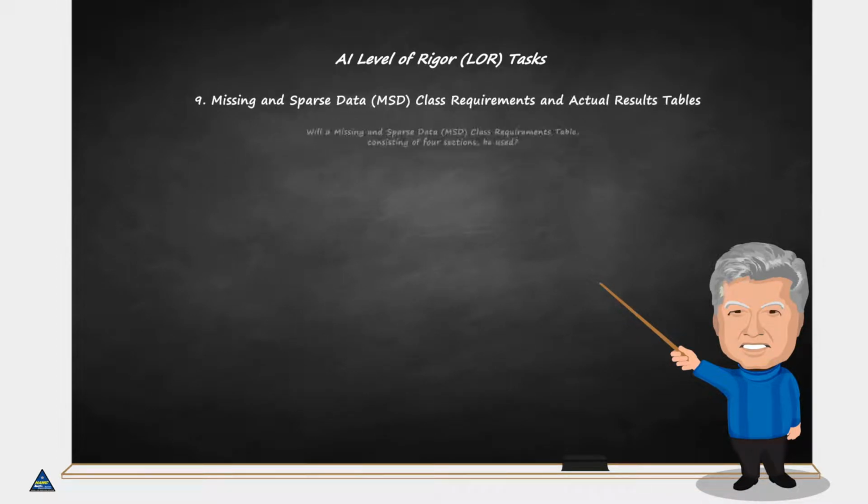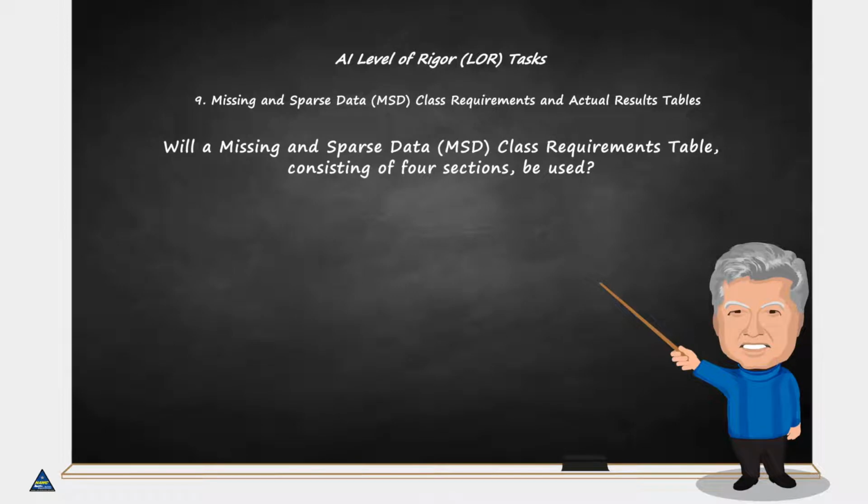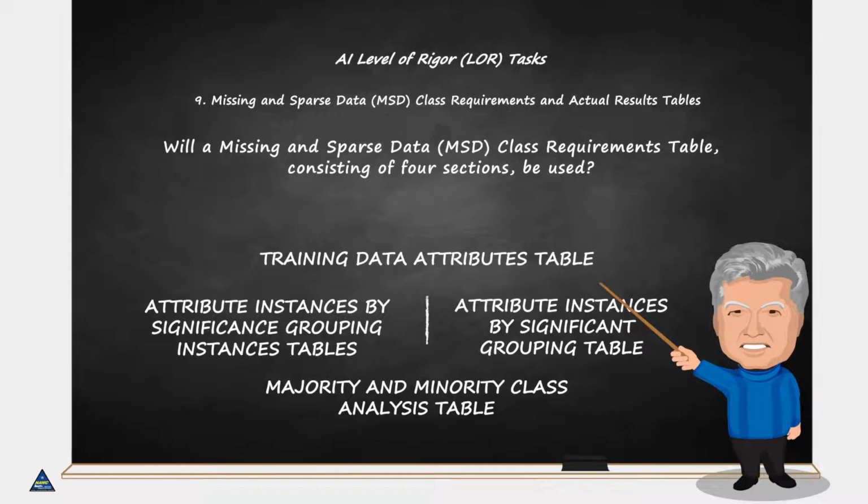The ninth AI level of rigor task is called Missing and Sparse Data, Class Requirements, and Actual Results. And they're tables. These tables were specifically built here at WD to understand or bound the problem of missing and sparse data issues. They're a way to represent what is required compared to what is tested. And it's another way to give you confidence in terms of how the model is handling the operational environment. We will go into details on how to put the tables together, what the tables consist of, the columns and the rows, in future videos.